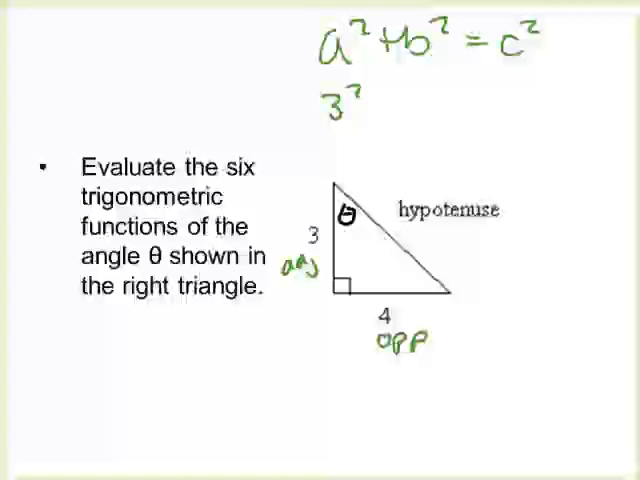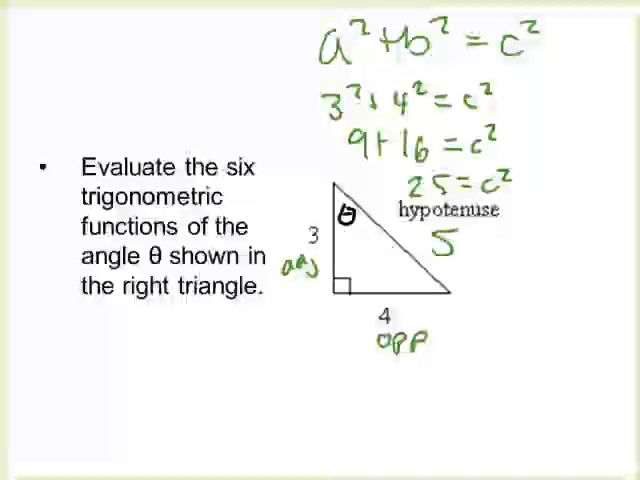So for this question, we're going to say 3 squared plus 4 squared equals C squared. So that's 9 plus 16. 25 is C squared. So that means our hypotenuse has a length of 5. 3, 4, 5 is kind of a special triangle for us. It comes up a lot because the numbers are nice and clean.